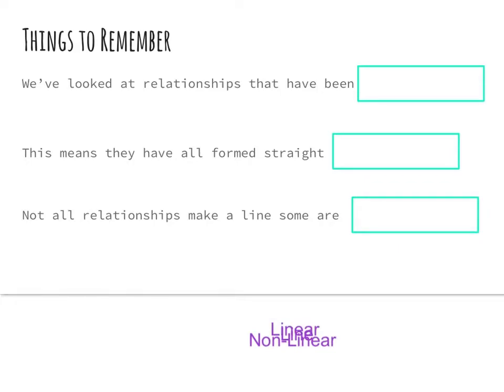In the last set of notes, we talked about relationships that were linear equations. So we've been looking at relationships that have been linear. This means they've all formed a straight line. But not all relationships make a line. Some are non-linear, where they don't make lines. Sometimes they're just points on a graph.